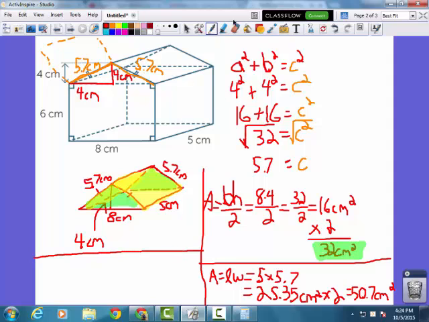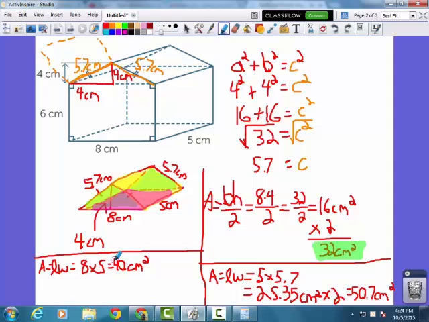We also have one more rectangle here. Do this one in pink, at the bottom. This one is an 8 by 5 rectangle on the bottom here. The area is equal to length times width, and that is 8 times 5 equals 40 centimeters squared. Done. So we've got our 5 parts here.